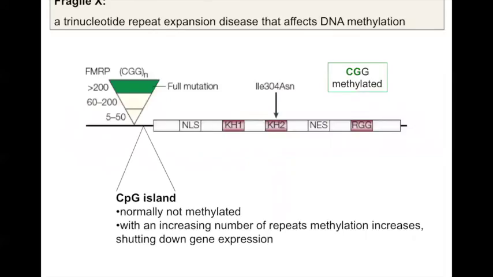Fragile X is due to the expansion of this CGG repeat in a gene called FMR1. You can see the methylation is taking place near the promoter of this gene in what's called a CpG island, a highly CpG-rich area of the gene. It is normally either not methylated or methylated with very low frequency, and an increasing number of these repeat sequences increases methylation, shutting down gene expression.